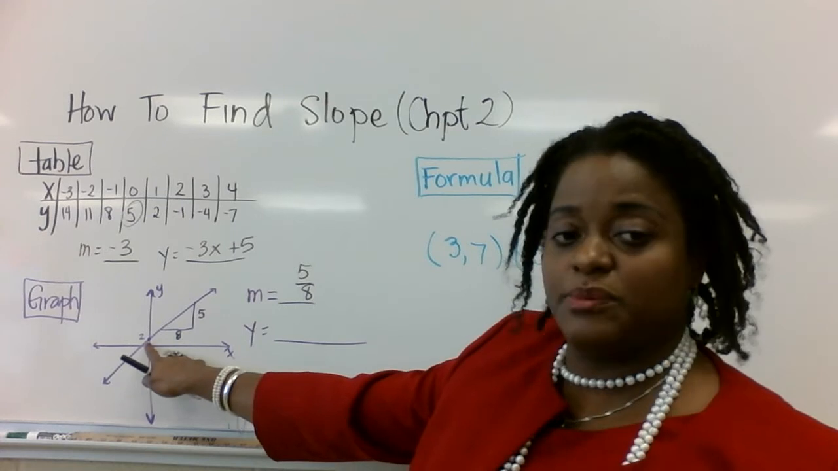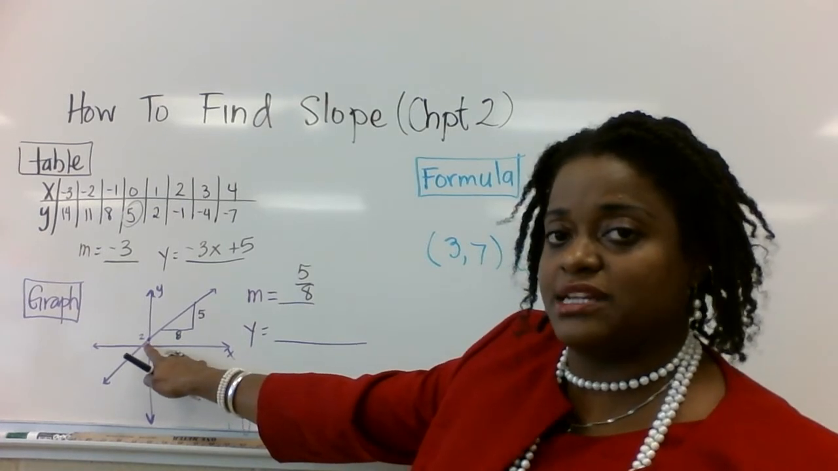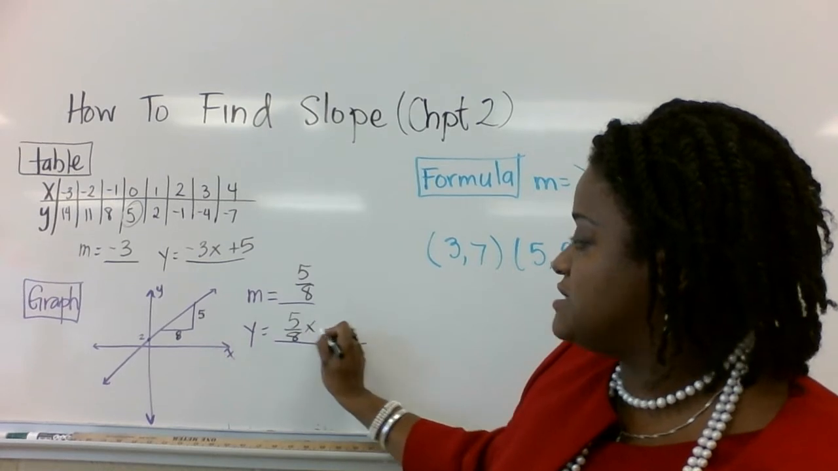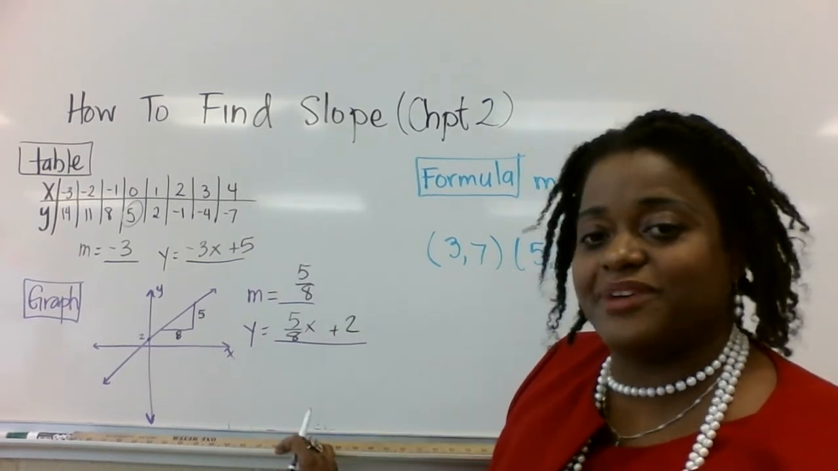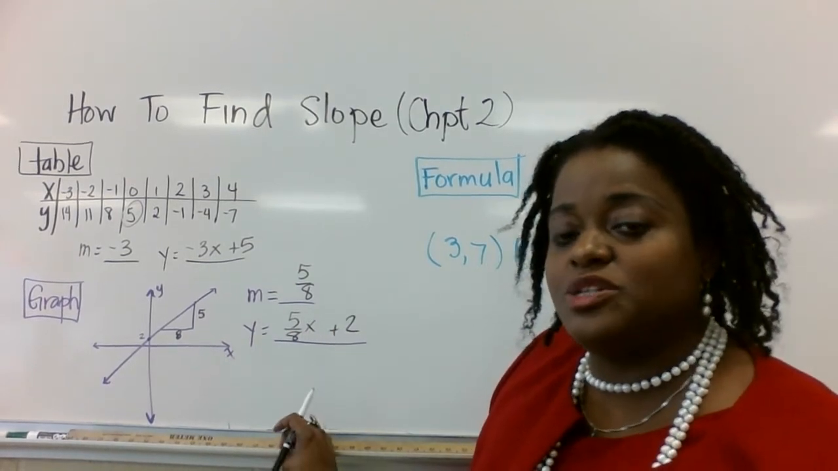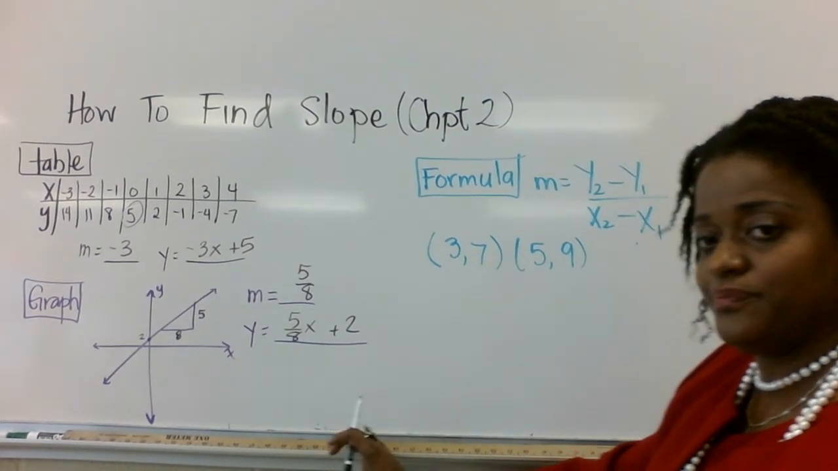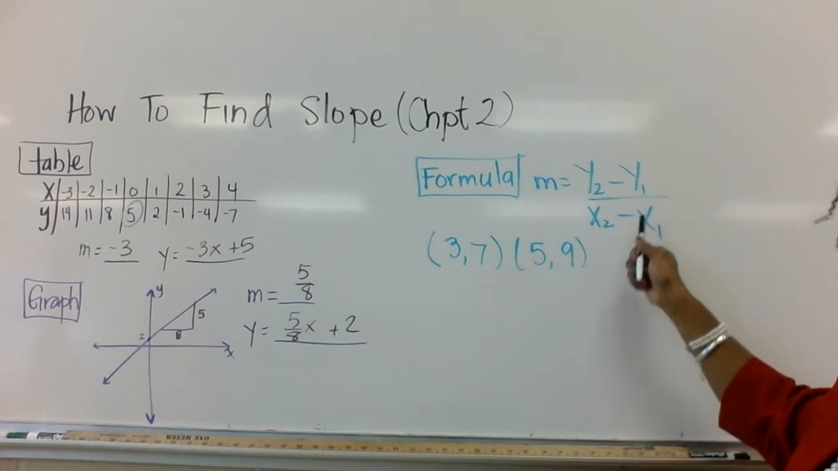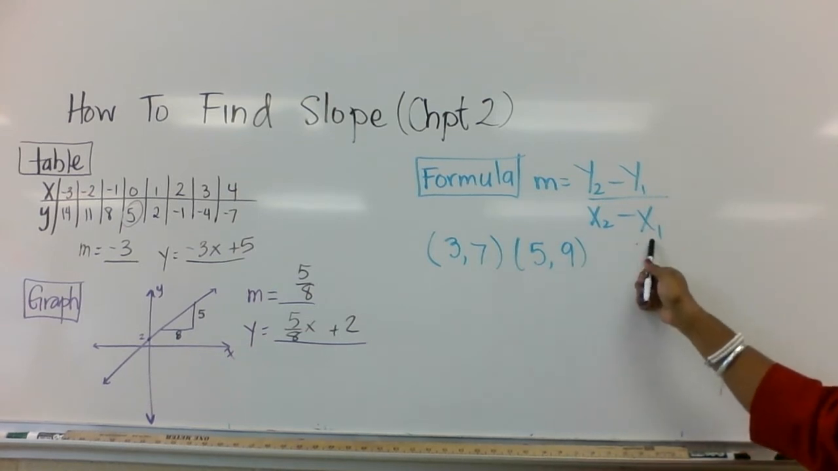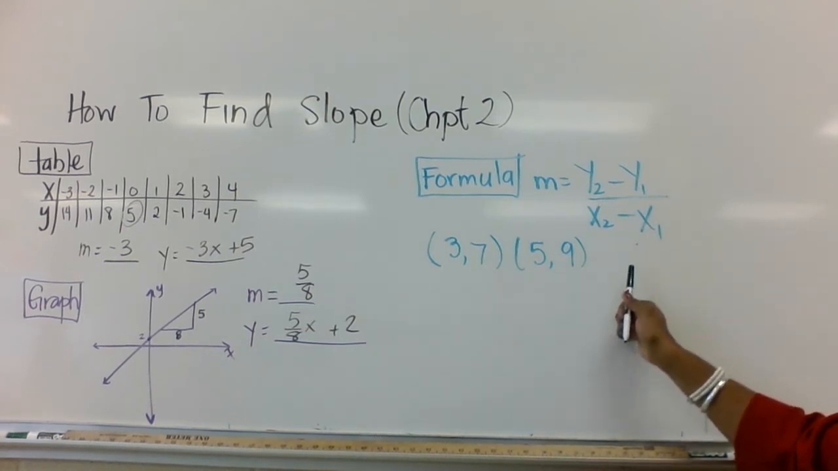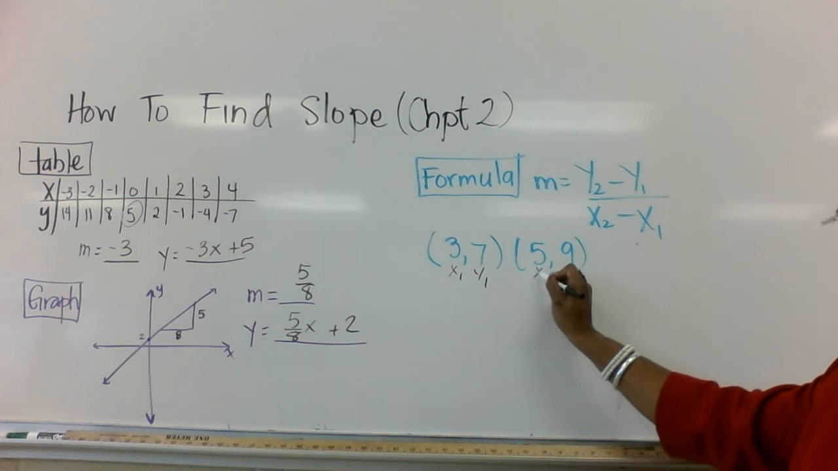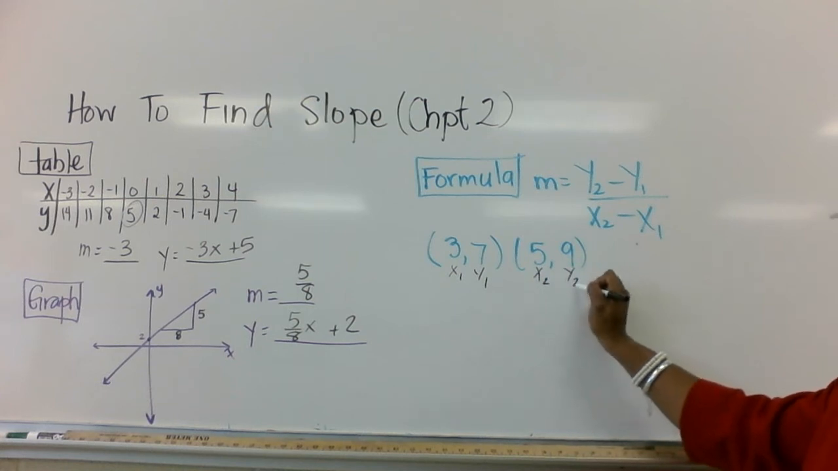And our starting number here is 2, and we're able to make an equation, 5 over 8x plus 2, right? Okay, well, the new way is the formula, where we have y2 minus y1 over x2 minus x1. We need to identify x1 and y1. That's your first point. And here's our x2 and y2.